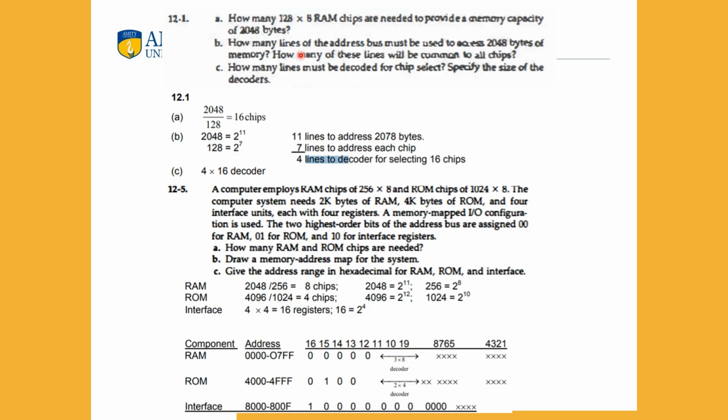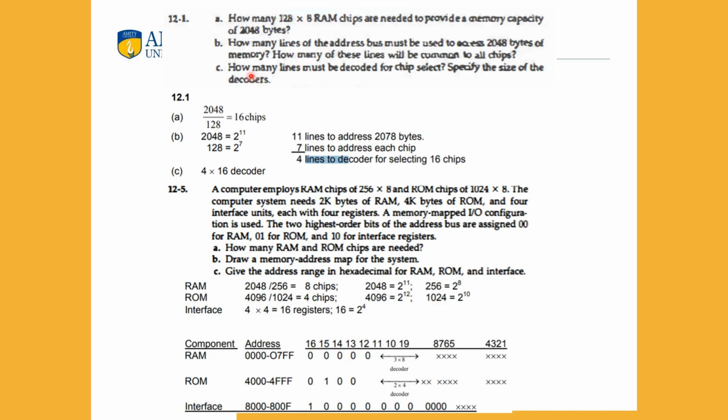Part B says how many lines of the address must be used to access 2048 bytes of memory, and how many of these will be common to all chips. So 2048 can be simplified with the expression of 2 power 11, hence we get 11 address lines for 2048 bytes. And from 128, which is the RAM chip, we can simplify 128 into 2 to the power 7. Thus we have 7 lines to address each separate chip, which leaves us with the difference being 4 lines are to the decoder for selecting one of the 16 RAM chips.